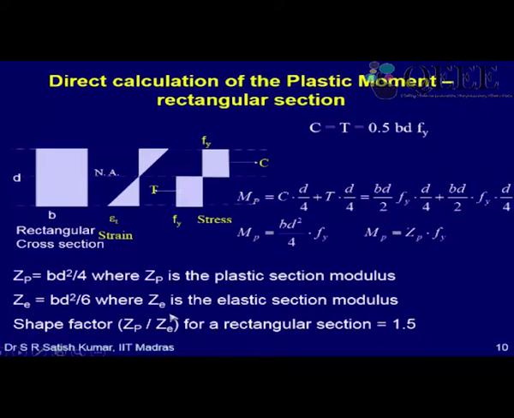That is my Ze, and the factor Zp by Ze is called the shape factor. That is the factor by which the moment capacity gets increased. For a rectangular section it is 1.5. That means after reaching the yield moment, you can increase it to 1.5 My, at which plastification will completely occur. So there is a 50% reserve strength, or post yield strength as we call it, which is quite considerable for a rectangular section. But unfortunately we don't use solid rectangular sections in steel design, because it's difficult to connect and so on.